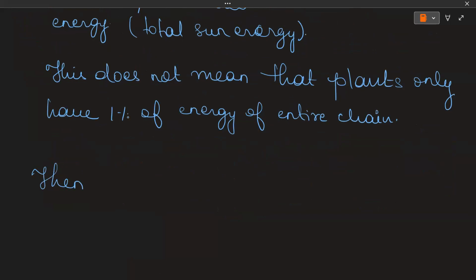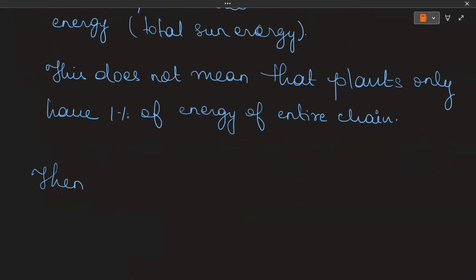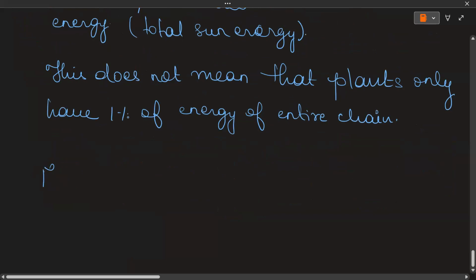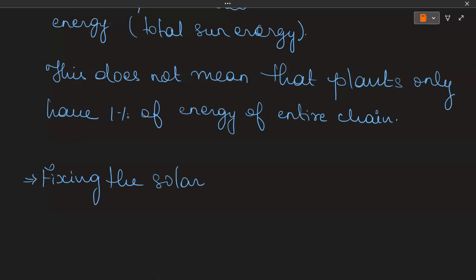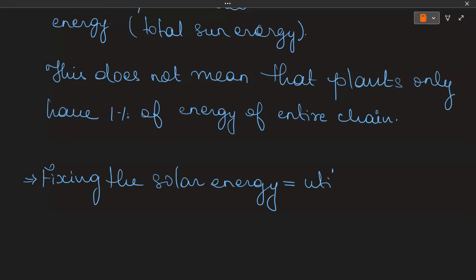Now, after the plants have taken that 1% of the energy, they fix the solar energy. And fixing the solar energy, do you know what is the meaning of fixing the solar energy? Like they stop consuming the energy. No, fixing the solar energy. Think more about it. What would it mean? It would actually mean to utilize the solar energy.